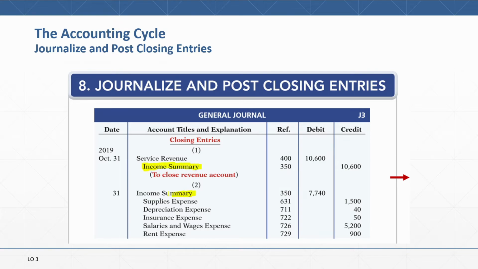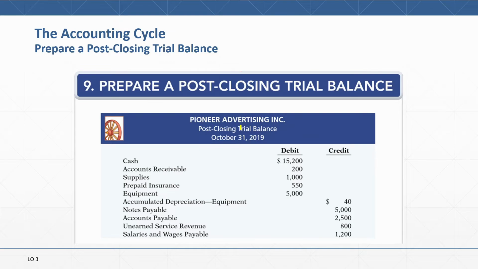In step 8, we journalize and close our temporary accounts. As you remember, revenues and expenses use income summary as an intermediary account to close our temporary accounts. Dividends are also closed directly to the retained earnings account. And finally, we prepare our post-closing trial balance, which lacks the revenues, expenses, and dividend accounts.